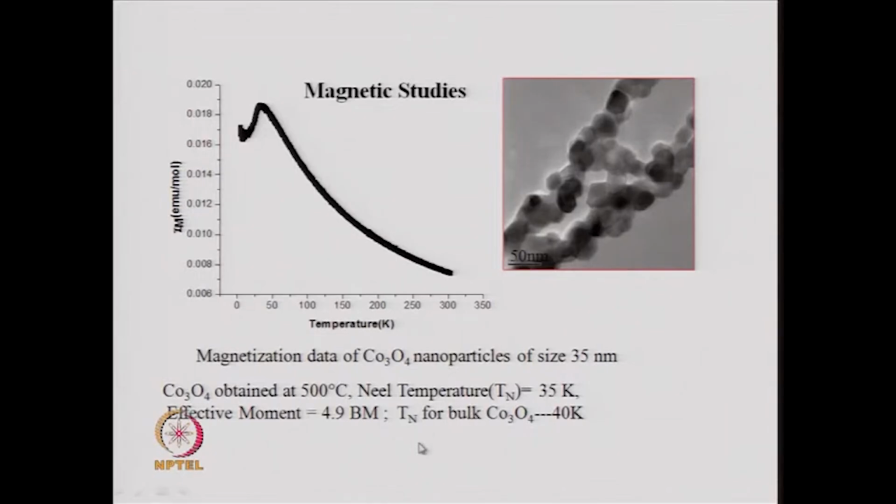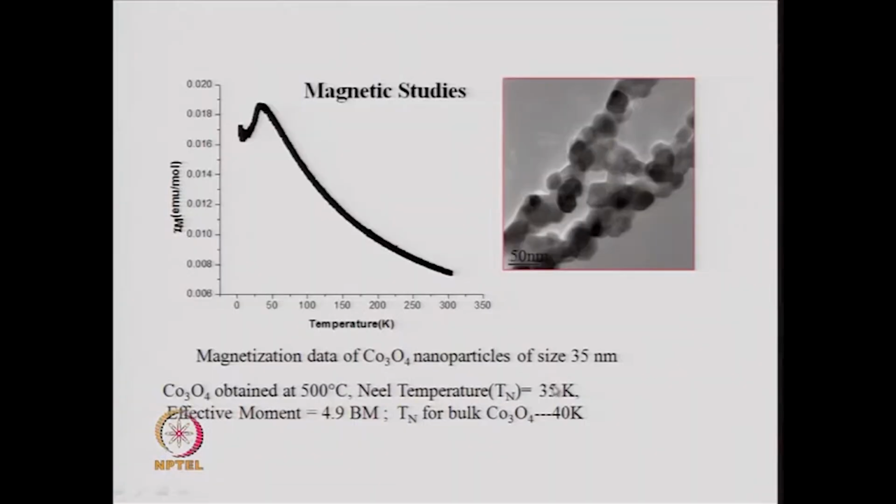And if you have bulk Co3O4, then bulk Co3O4 should have a Néel temperature of around 40 Kelvin. So, if you have micron sized particles, the Néel temperature is higher, and when you have smaller sized particles, the Néel temperature gets lowered, and actually it can change over to weak ferromagnetism like you saw in copper oxide.